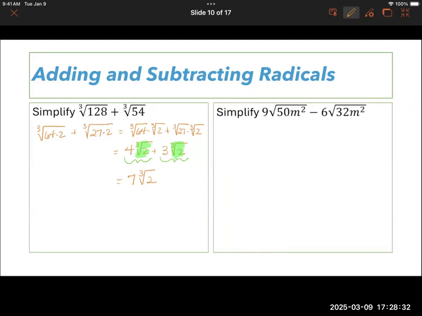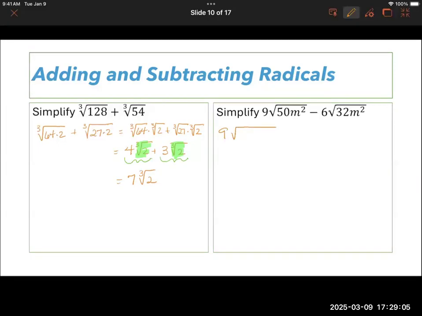And again, your expressions could have variables in them. So if I'm looking at this problem where I'm simplifying 9 square root of 50m squared minus 6 square root of 32m squared, at the moment I cannot combine these because what's inside of each of the square root signs is not exactly the same. But neither of them is completely simplified either. So I'm going to go through that first.